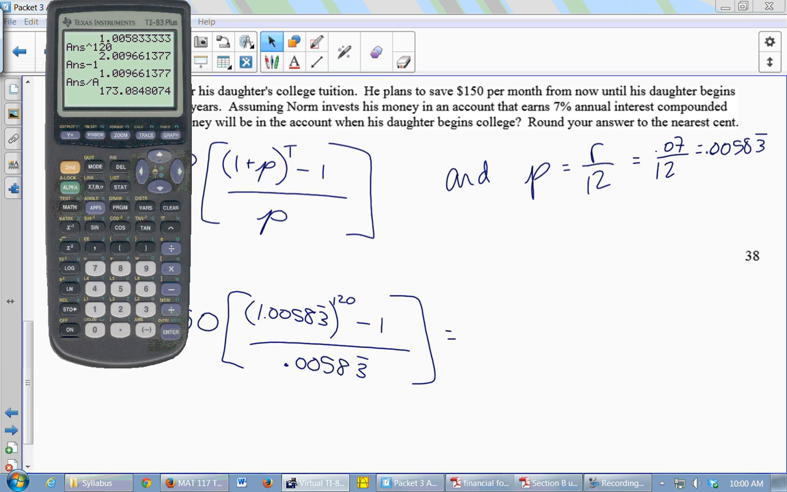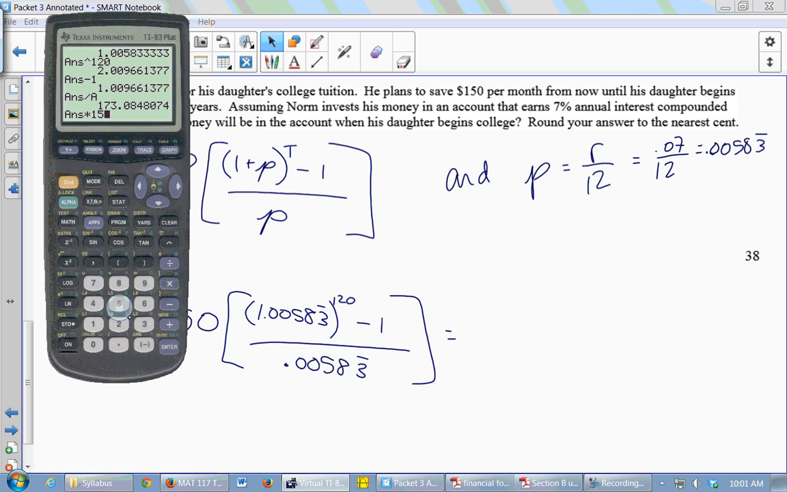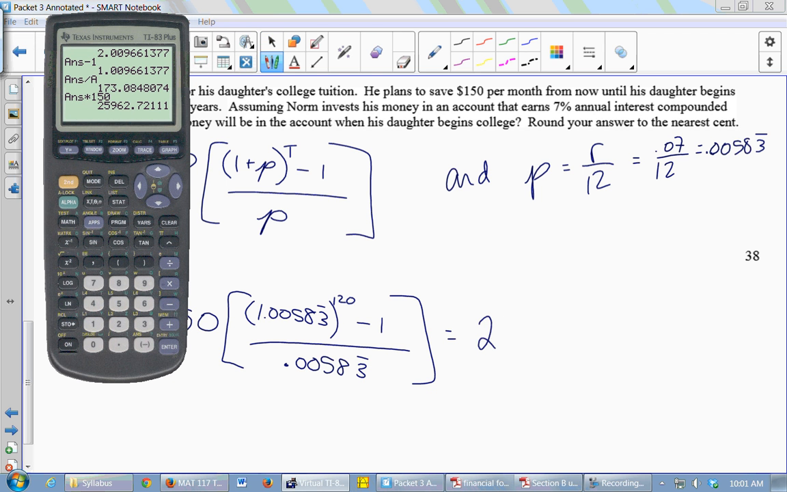And I get 173, and then you have to multiply by the $150. So you get 25,962 and 72 cents.